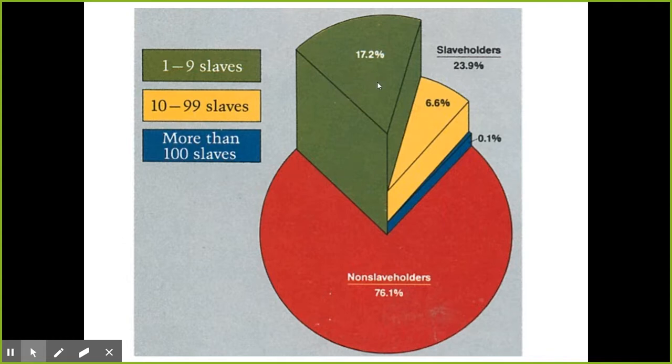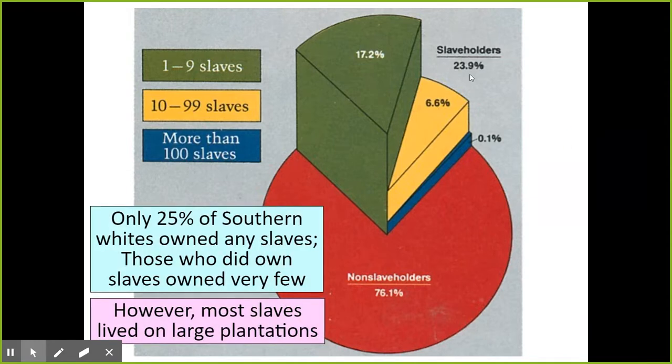However, what we can see is that about 17% of the slave owners only owned between 1 and 9. About 6% owned between 10 and 99. And less than 1/10 of 1% owned more than 100 slaves. So extremely rare to see one person own a lot of slaves. Slave owners, as we can see, only made up 23% or 24% of the total population.